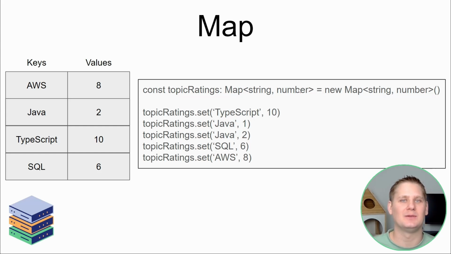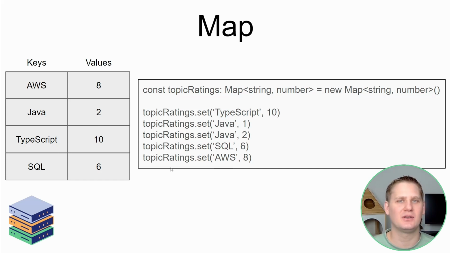In this map, we're going to be creating topic ratings. So the first entry we want to add is going to be a key TypeScript with a value 10. The next entry we want to add is going to be Java with a value of 1. Or actually, we'll replace that and we'll say Java with a value of 2. Then we have SQL with a value of 6 and AWS with a value of 8.